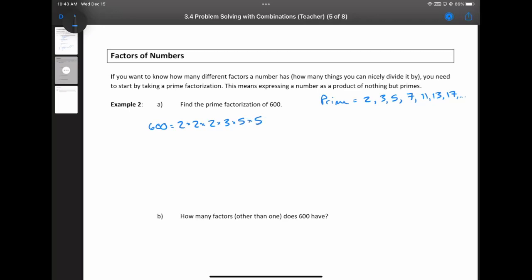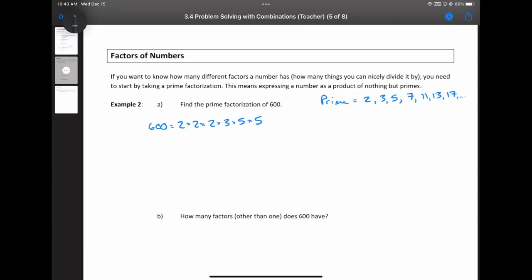Now, the beauty of this is even if you do lose track or you mess up a little bit, you can always double check at the end that this is correct by multiplying it out again and seeing that you actually get the original. So these are easy to double check. 2 times 2 is 4, times 2 is 8, times 3 is 24, times 5 is 120, times 5 is 600. Done.